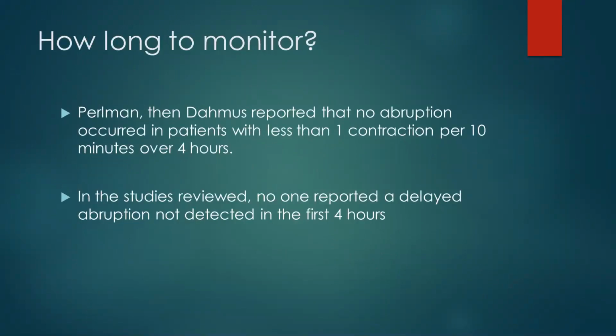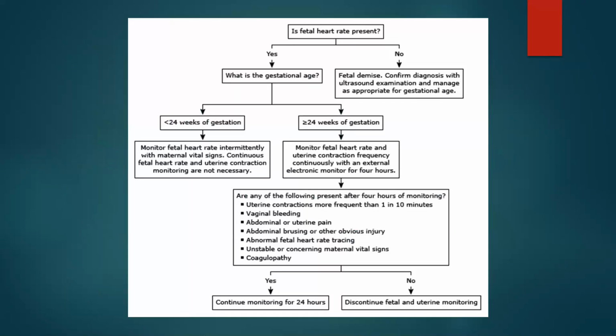So because of this, how long do we monitor then? What does the data show? Perlman and Dunning reported that no abruption occurred in patients who had less than 1 contraction over 10 minutes in 4 hours. Multiple studies were reviewed, and no one reported a delayed abruption in the first 4 hours after a trauma if there were none of these findings. So because of that, this is the algorithm for fetal surveillance after a trauma.